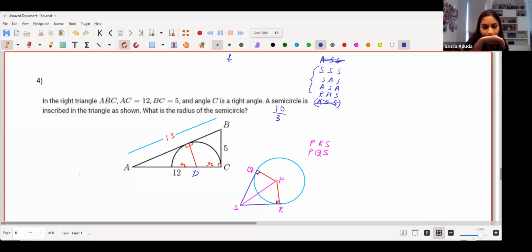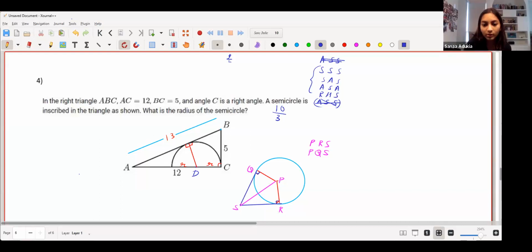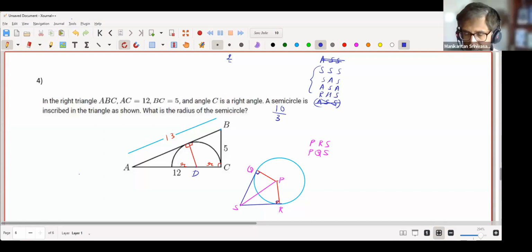I think it's SSA. Sorry, no, not SSA. First, let's call out what is congruent. Akrit, you don't have to raise your hand. I'll make sure everyone gets a chance. Don't worry about it. The things that are congruent are the two 90-degree angles. Then what else? Both triangles share the hypotenuse.